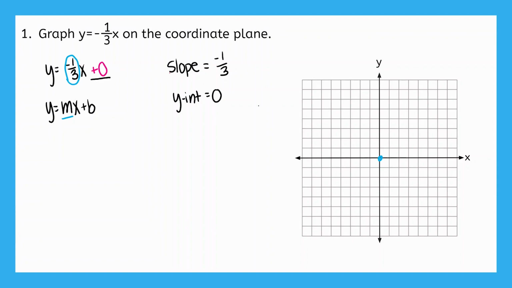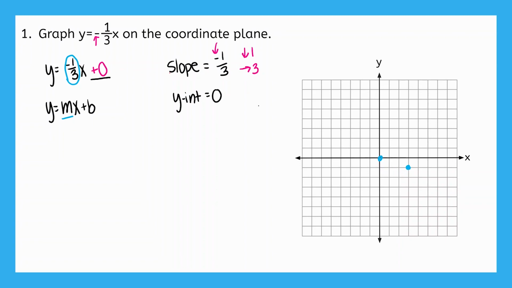Notice in the original equation that the negative sign was actually beside my fraction of 1/3. But when I wrote it out as my slope, I put the negative sign in the numerator. That just makes it easier for me to understand and see that my rise is going to be down 1 and my run is going to be right 3. So from my y-intercept at the origin, I'm going to go down 1 and right 3. And that puts my next point right here. And I can get rid of my scratch work.